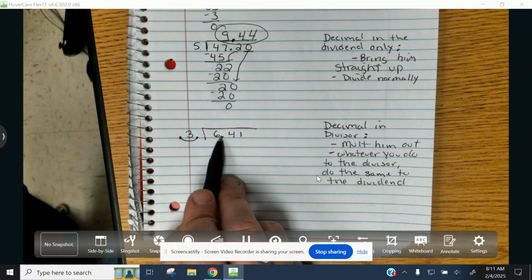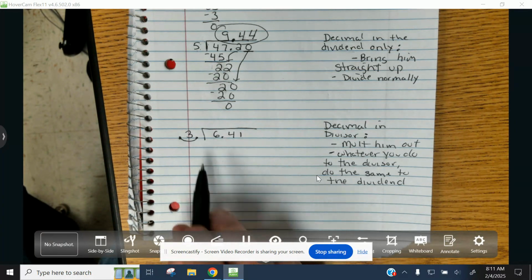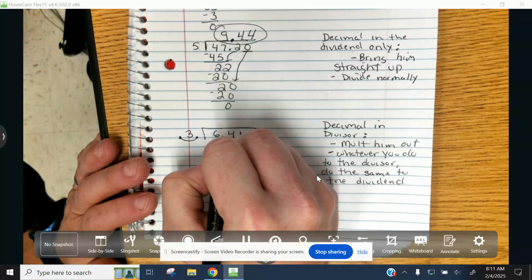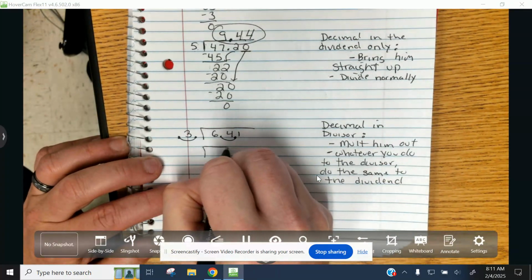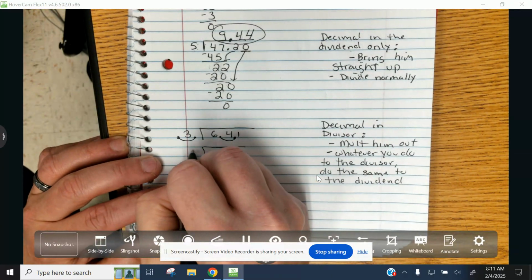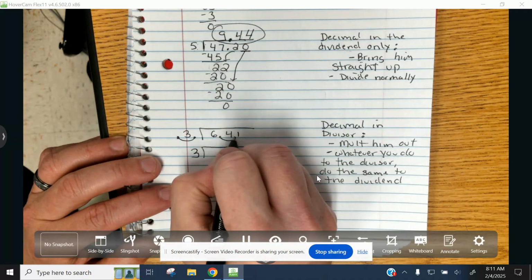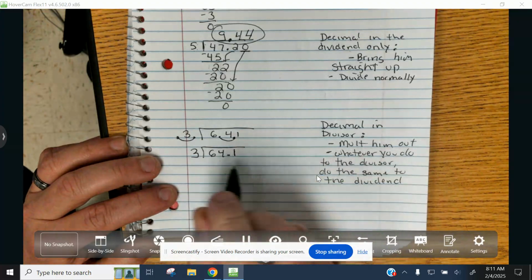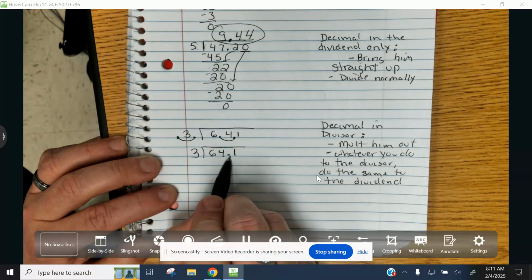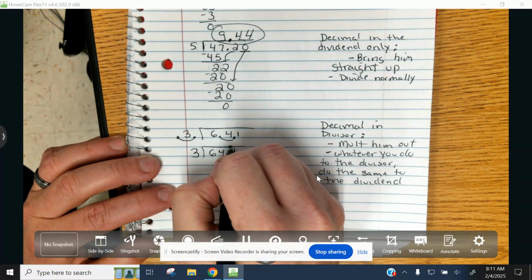So we've done this before where we talked about this. Whatever you do to one side, you have to do to the other. So then I'm going to move him 1.2. Now, I'm going to rewrite it because I don't want all those messes in my way. So now I have the number 3, but now I have 64.1. And now I come back up here. No decimal here, but I do have the decimal here. What do I do? I just put them straight up.